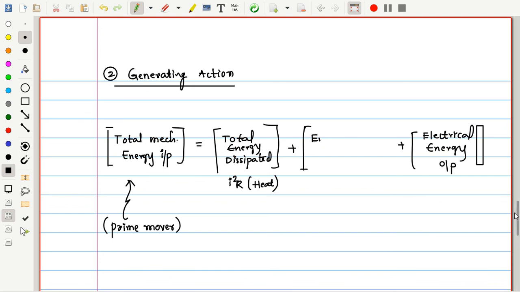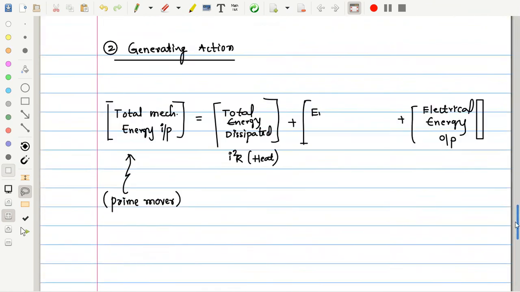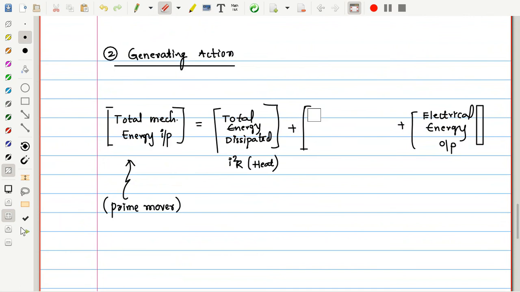So what term did I use? Here, energy to field storage, again the same thing in the electrical system. So see here, there are certain common things, so you should be very careful, right? So this is the energy to field storage in the electrical system.